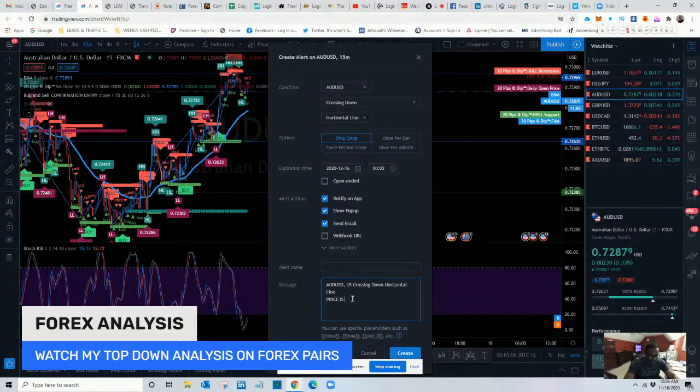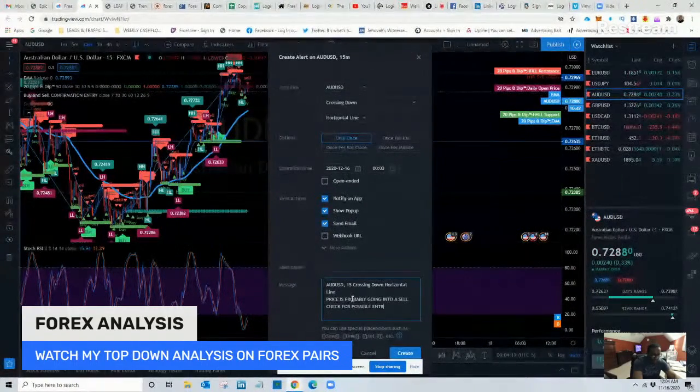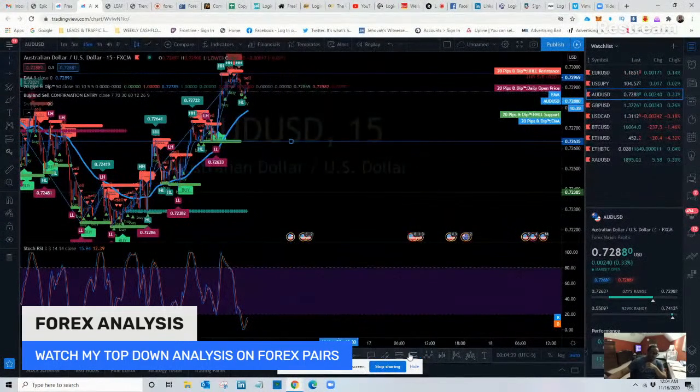Price is probably going into a sell, but that's what it's going to say in my email. Once it sends me that, then I'm going to put in my stop loss and take profit.